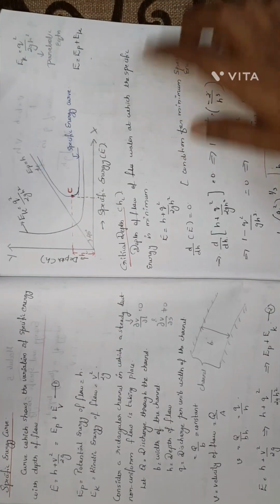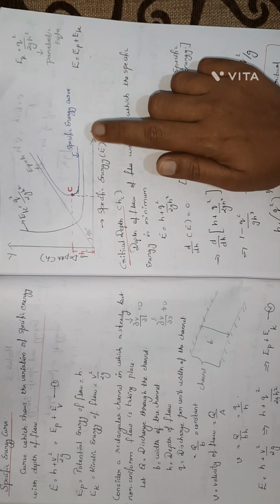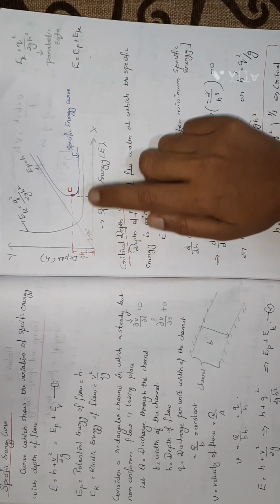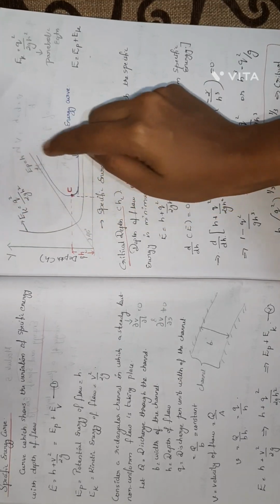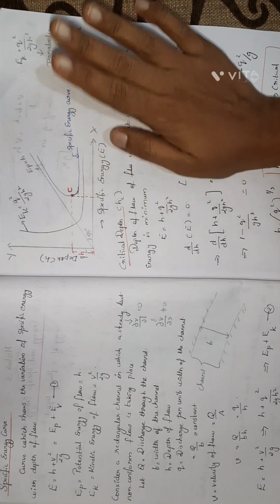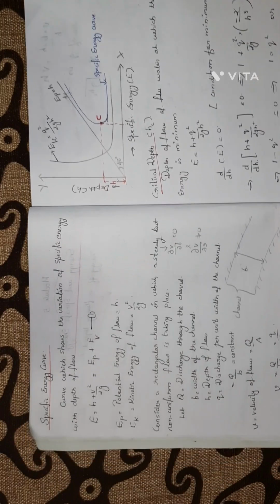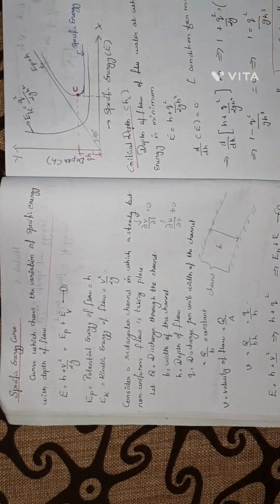If I show you the curve, see, this is the specific energy, showing the variation of the specific energy with respect to the depth of flow. Okay. Now we'll get a curve like this. This is our specific energy curve. So how will we get that? That's what we are going to discuss.